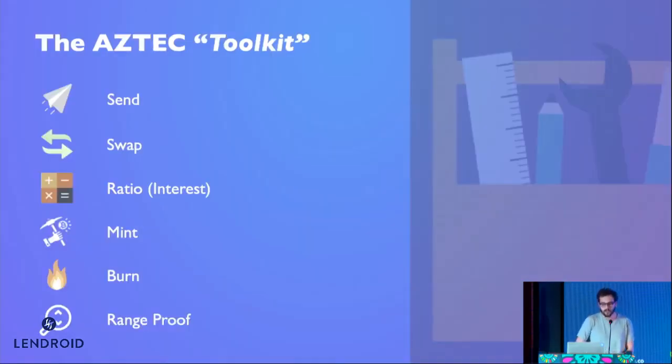The actual AZTEC toolkit: we have basically a series of pre-built zero-knowledge proofs that you can use. We have send, which is just I'm going to send some zero-knowledge value to some other account or multiple accounts. Swap, which is basically an atomic swap between zero-knowledge assets. We have a ratio proof, so I can prove that some zero-knowledge value that the external world won't be able to tell the value of is worth some ratio of another zero-knowledge note.